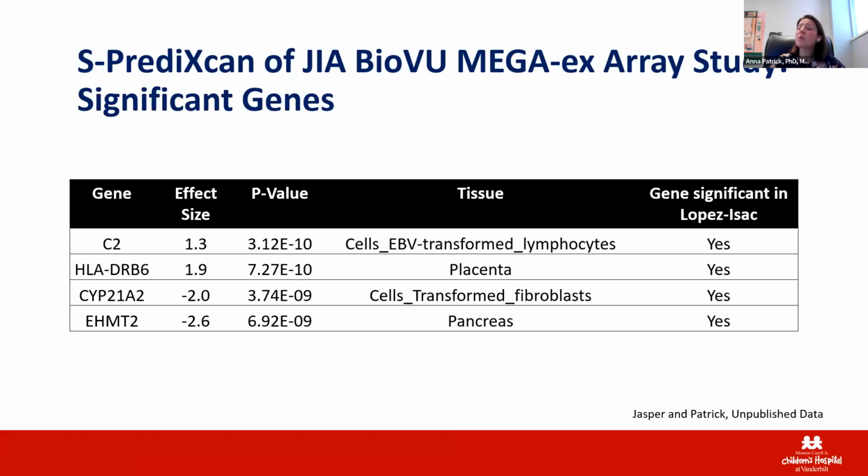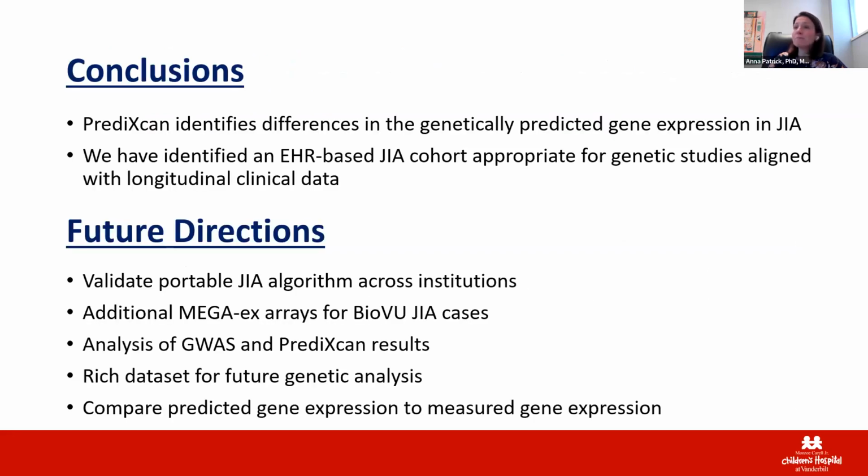When we look at S-PrediXcan from this study, we found 4 genes with differential expression in JI significant by Bonferroni corrected p-value. If you loosen your p-value constraint, of course, you begin finding additional genes. So this is a really nice study where we have extensive longitudinal data associated with these cases that we can now perform additional studies on.